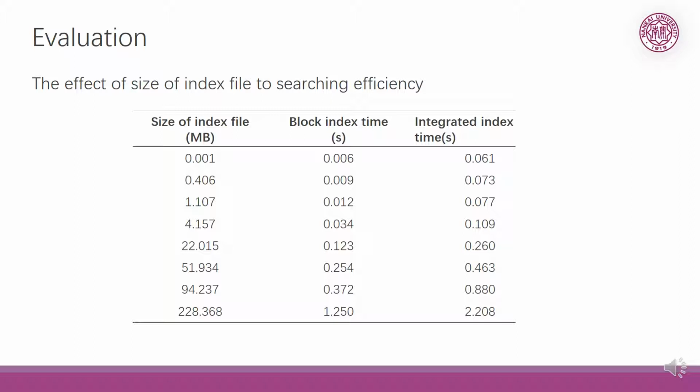When we search on one batch, clearly, the smaller the index field, the more apparent the difference between the two methods. When the size of the index field is less than 1 MB, the searching efficiency of block index is 10 times better than integrated index. And as the size of the index field increases, the advantage of block index decreases.